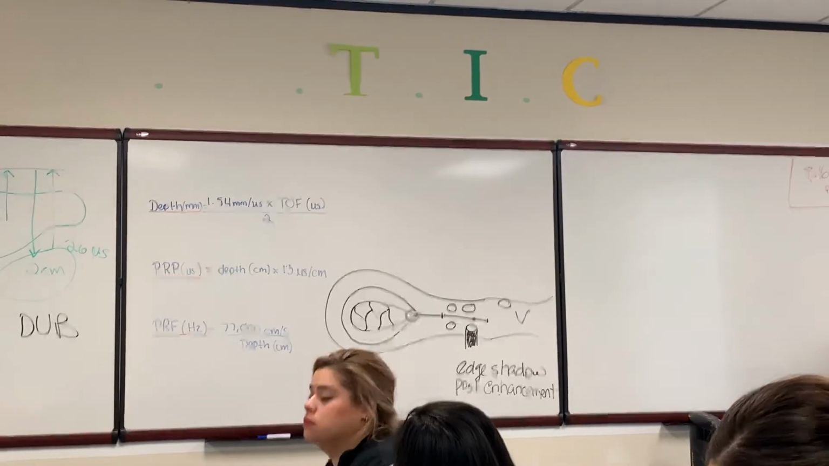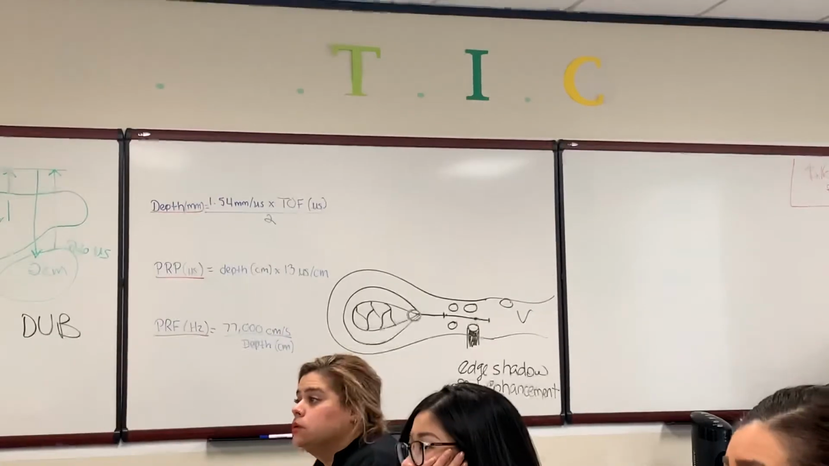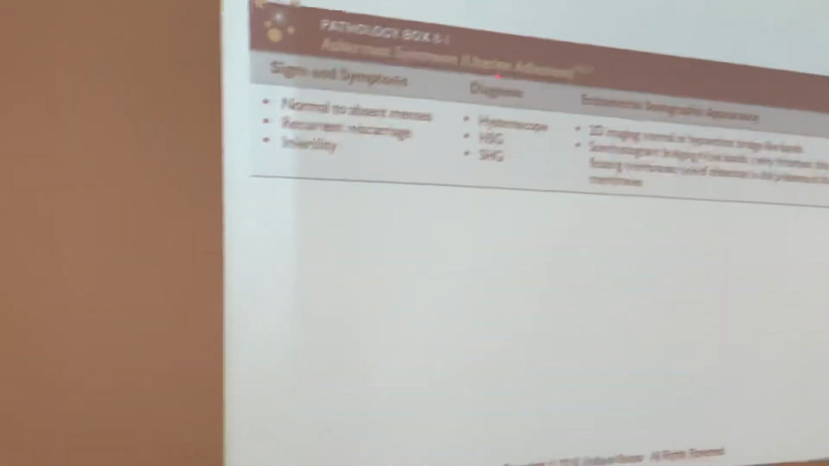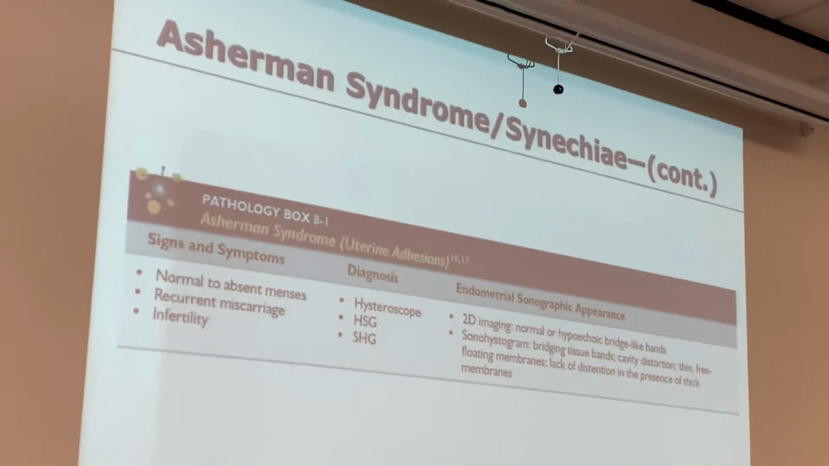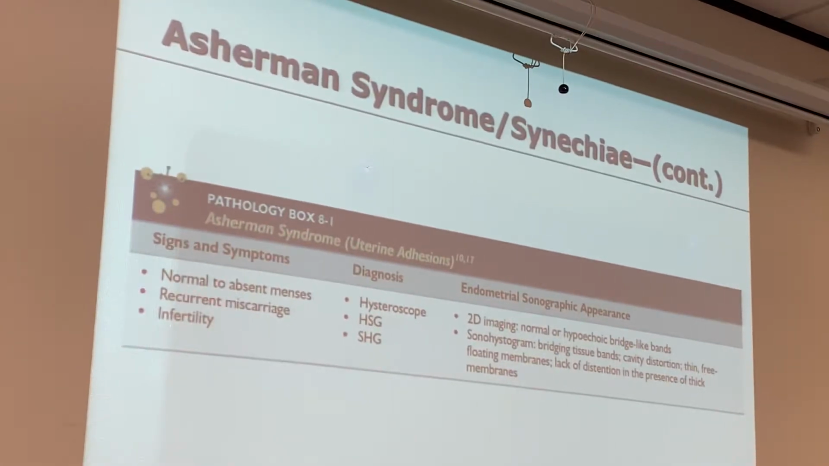Okay, so Asherman syndrome or synechia, they are uterine adhesions. Okay, you can have normal to absent menses. If the internal os is blocked, then no blood can get out. Okay, then what's my patient going to have?